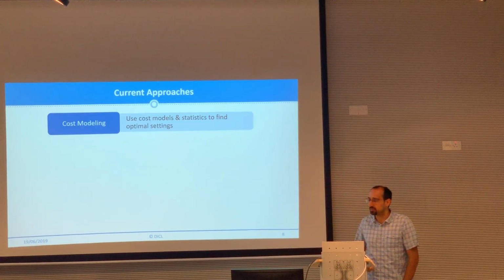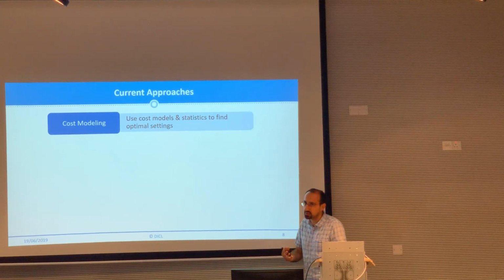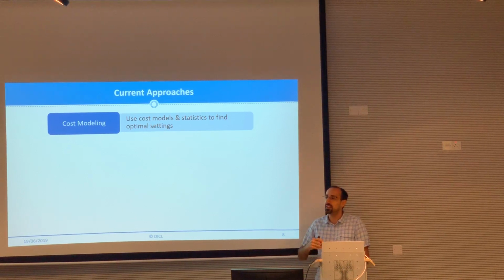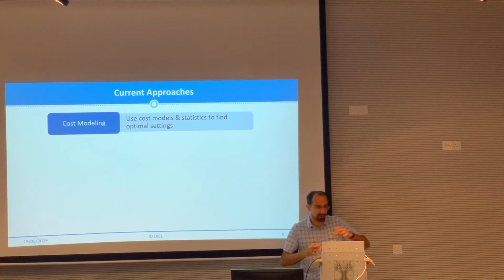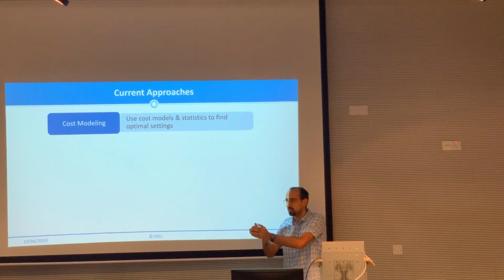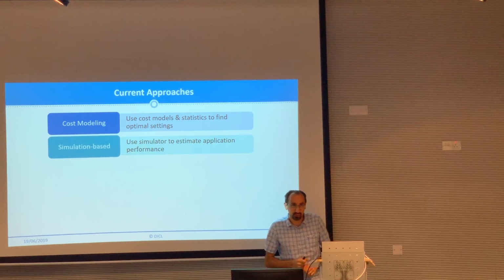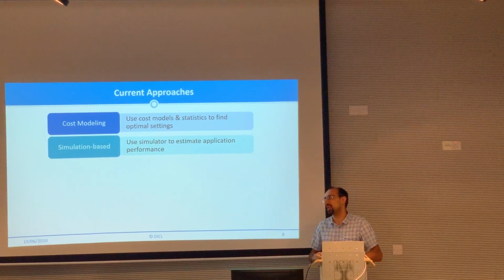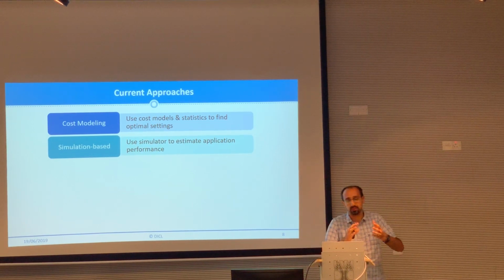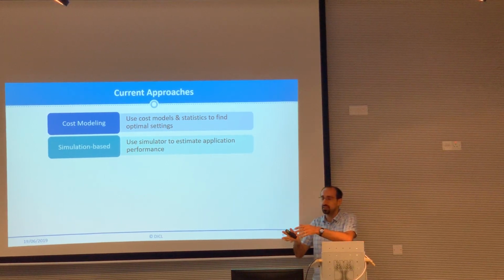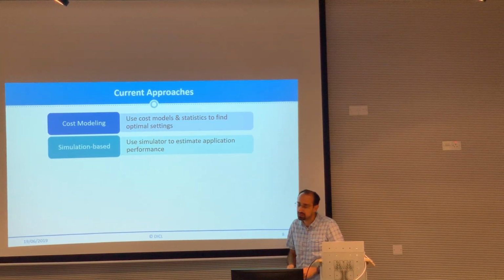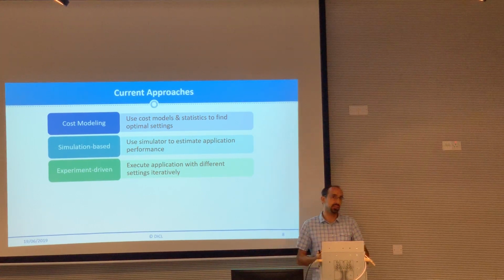The first category, which we'll call the cost modeling approach, tries to use cost models, essentially mathematical models, and statistics to model the application, the input data, et cetera, and how that affects performance in order to optimize it. The second category is the simulation-based approach, where they build a simulator and use it to figure out how exactly the system should behave, and then use that information to tune the system. The third category is the experiment-driven approach.